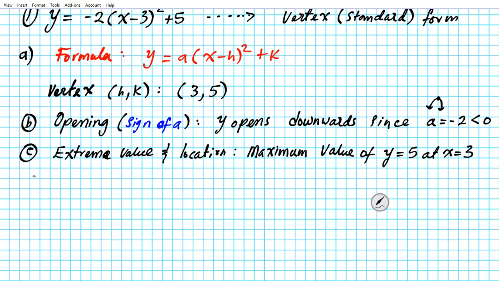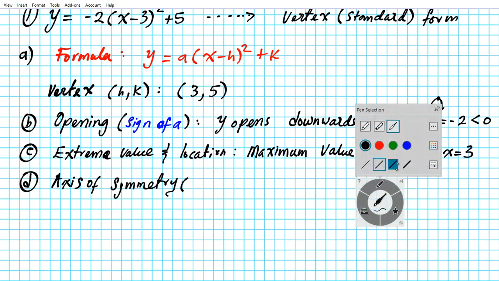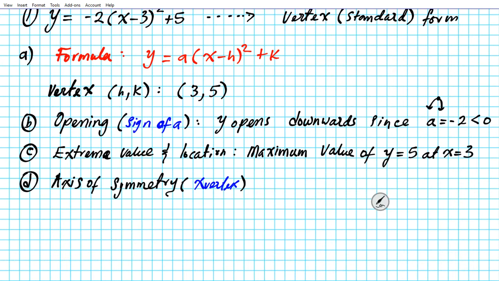Now let's take a look at the axis of symmetry. To find the axis of symmetry, we're going to be looking at the x-coordinate of the vertex. I'll just call that x vertex. So what is the x-coordinate of the vertex? The x-coordinate of the vertex is 3. So our axis of symmetry is the equation x equals 3.